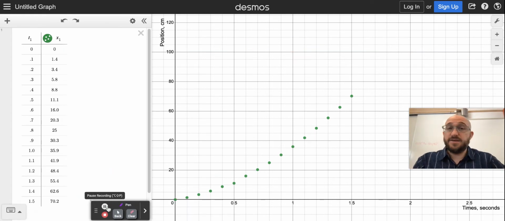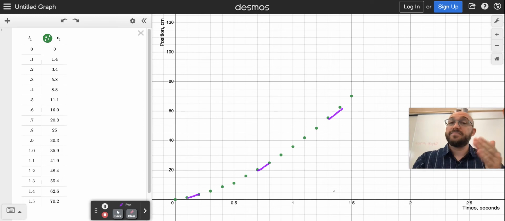Now, the next thing you need to do is find the instantaneous velocity. We're going to find 3 of them. One near the beginning, so I'm going to draw a line connecting 2 dots. One in the middle, draw a line connecting 2 dots. And one near the end, I'm going to draw a line connecting 2 dots. And just as before, by finding the slope of these lines, I can find the velocity at that time.